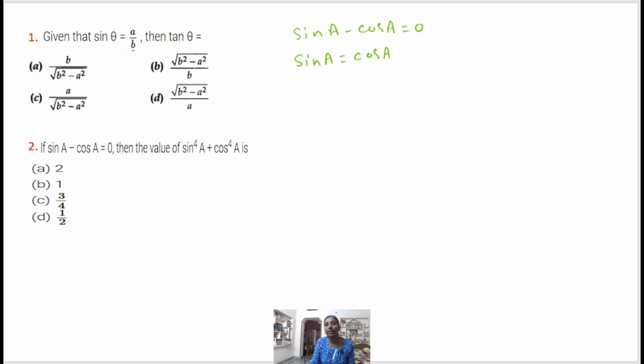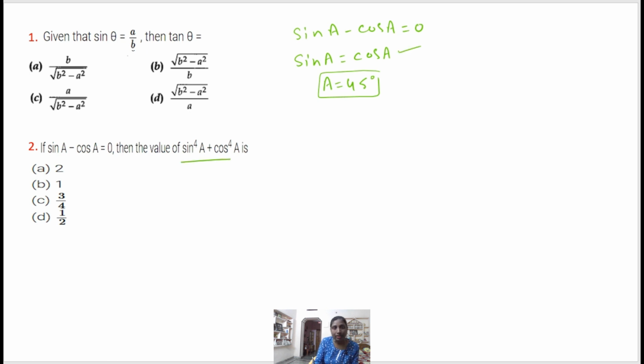Okay, now you recall the trigonometric ratio table for angles between 0 to 90. So for which angle sine and cos are equal? Okay, so for 45 degrees sine and cos are equal because sin 45 is 1 by root 2 and cos 45 is also 1 by root 2. It means A is 45 degree. Clear? A is 45 degree, and you have this relation also. We have to use both the relations.